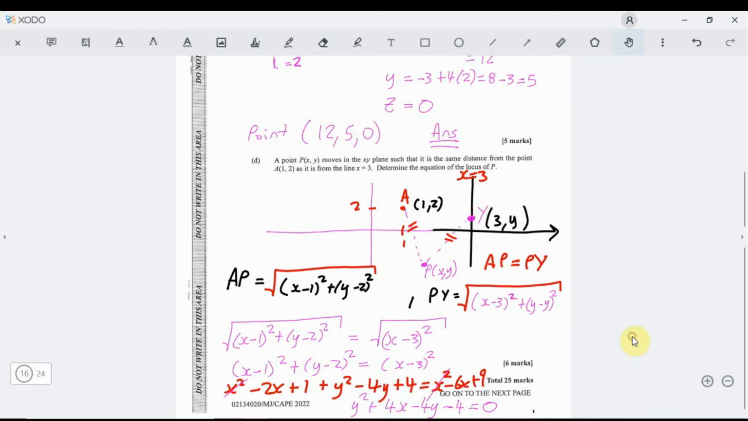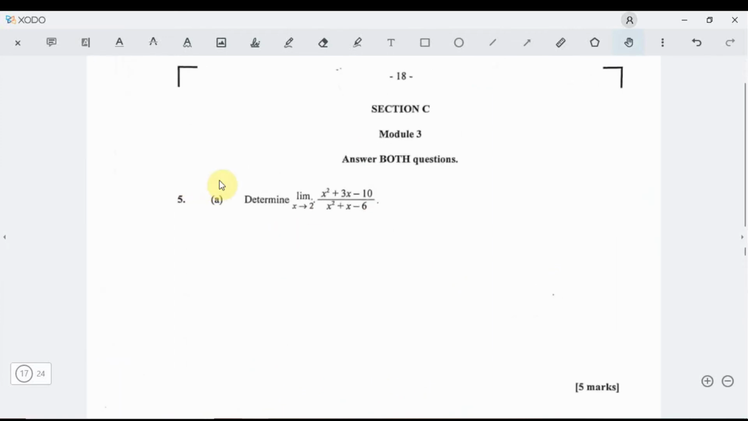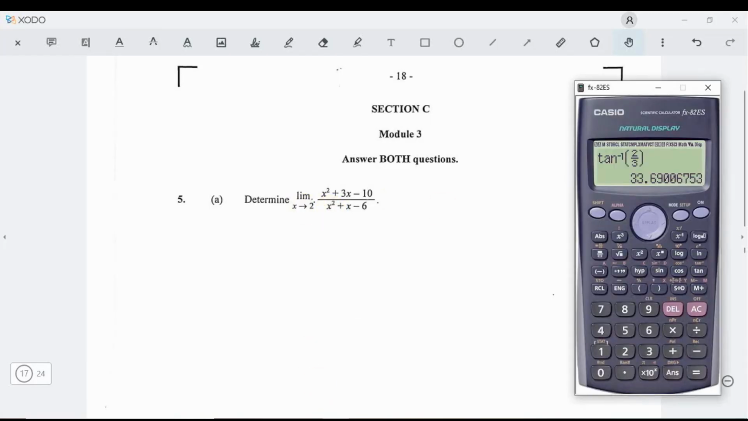Nice. Okay, question number 5. We're in module 3. Limits. There are many ways you can do limits. You can use L'Hopital's rule. If you notice you're plugging in 2 and you're getting 0 over 0, you can use L'Hopital's rule. I'm going to use all the different methods, guys, just for those who like to use all the different methods.